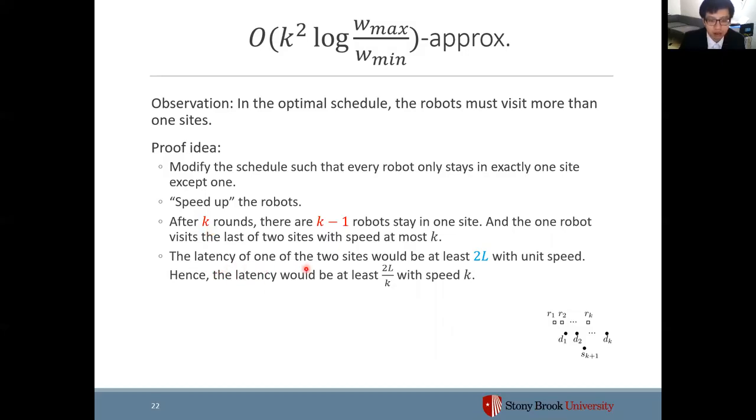Now, the latency of the last robot, which has to visit two sites, will be at least 2L. Remember, each site is far away, right? We cannot connect to one of them, and they cannot connect to each other either. So we have at least 2L divided by k. And this is how we prove this lemma 2. Combined with lemma 1, we have this approximation ratio. And just for your notice, here I use a slightly different value than in the paper, but both have correct proofs.